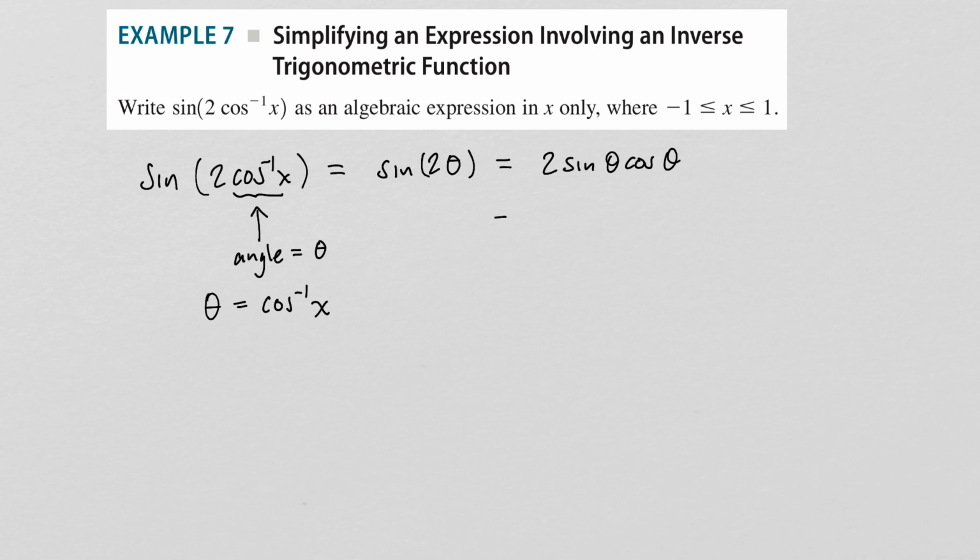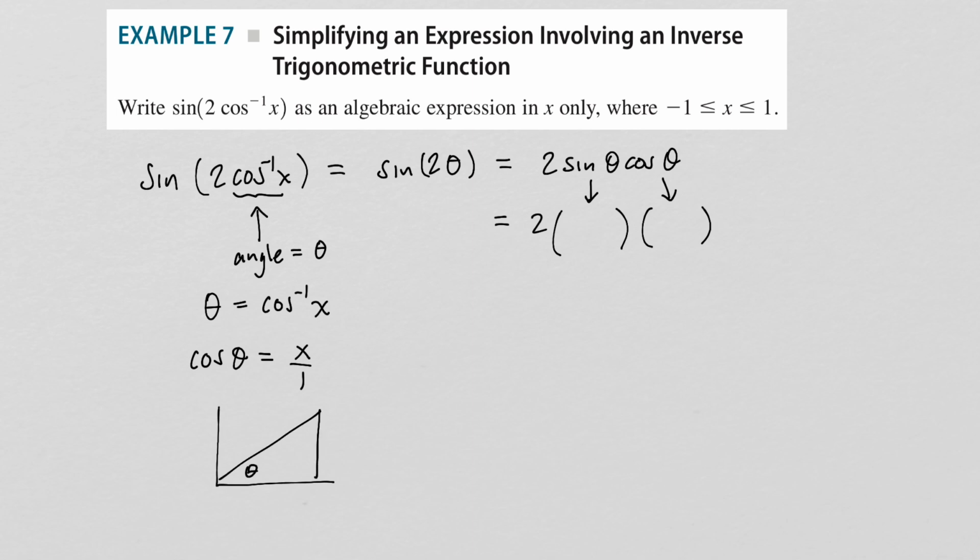So all we need to figure out is what is the sine of theta and what is the cosine of theta. And if we plug those in, we'll have our answer. Well, now let's draw a picture of what it looks like if theta equals inverse cosine of x. Remember, this means that cosine of theta is equal to x, which is x over 1. And we can draw this picture in the first quadrant. So here is our angle theta. Cosine is adjacent over hypotenuse. This side here, according to the Pythagorean theorem, will be the square root of 1 minus x squared.